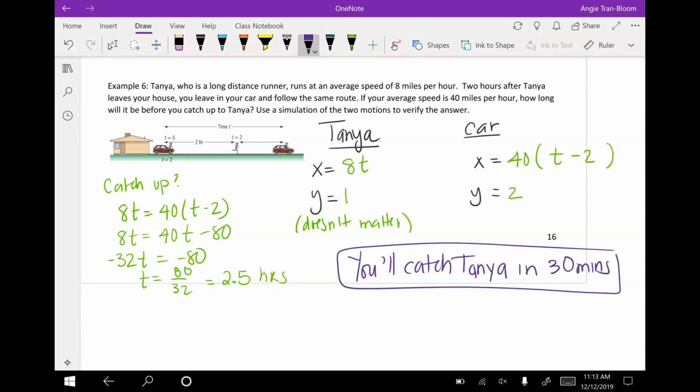Okay. How did we get 30 minutes? Remember, when did you start? T minus 2, because Tanya started at T. Okay. So if T comes out to be 2.5 hours, you started 2 hours later. So that means you will catch Tanya in 30 minutes. Okay? All right, so officially.